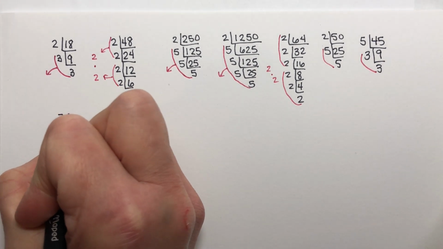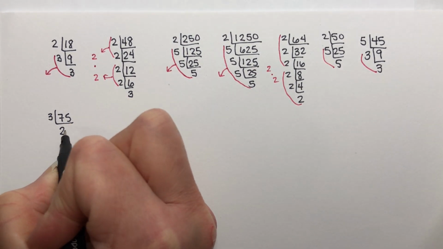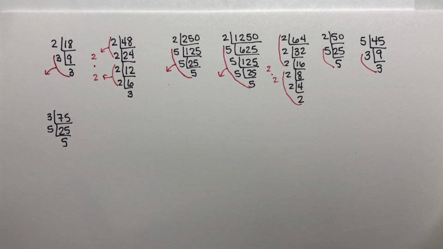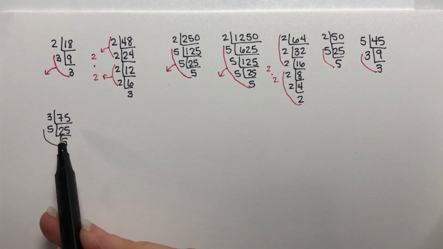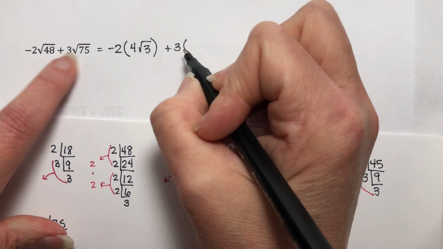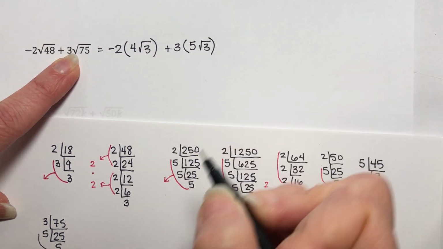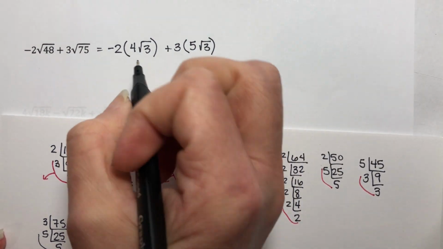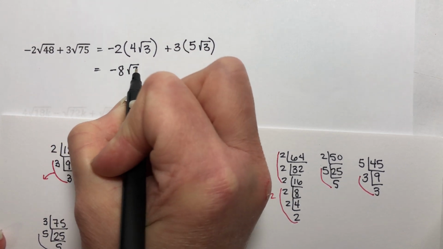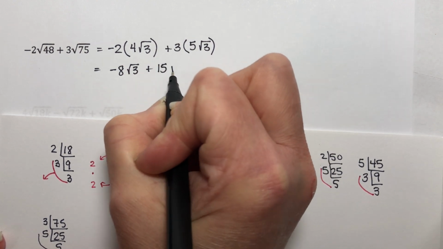So 75 is divisible by 3. And that gives 25, which is divisible by 5, and you get 5. So I have a pair of 5s right here, so that's going to be 5 times the square root of 3. So 3 times 5 times the square root of 3. Okay, now we can multiply the numbers in front. Negative 2 times 4 is negative 8 times the square root of 3, plus 3 times 5 is 15 times the square root of 3.